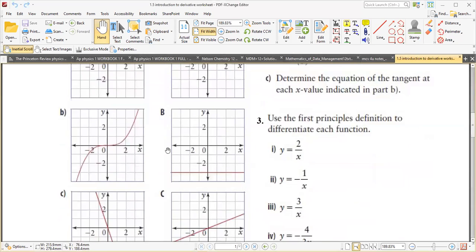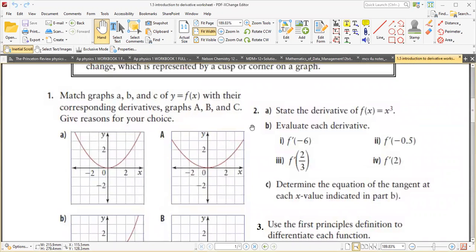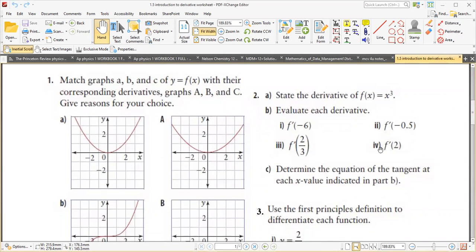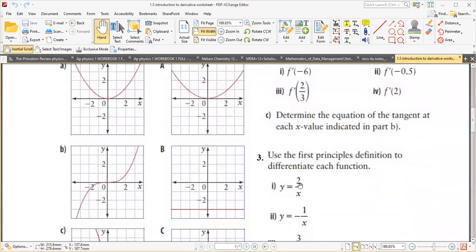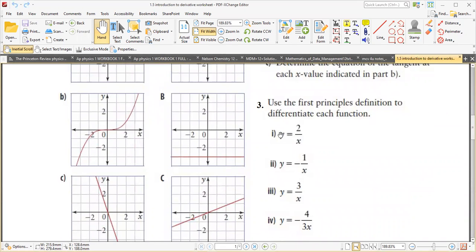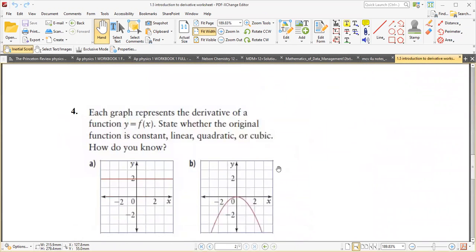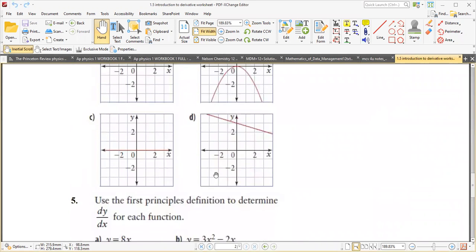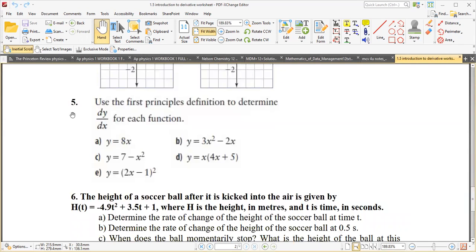So I want you to do question 1. Question number 2, IV, C. Number 3, we do one of them. Let's just do the second one for number 3. So number 4, you do. Also, you can do number 5, number 5D.